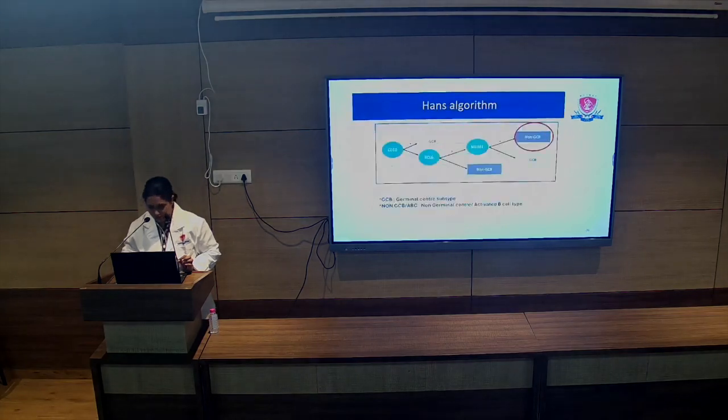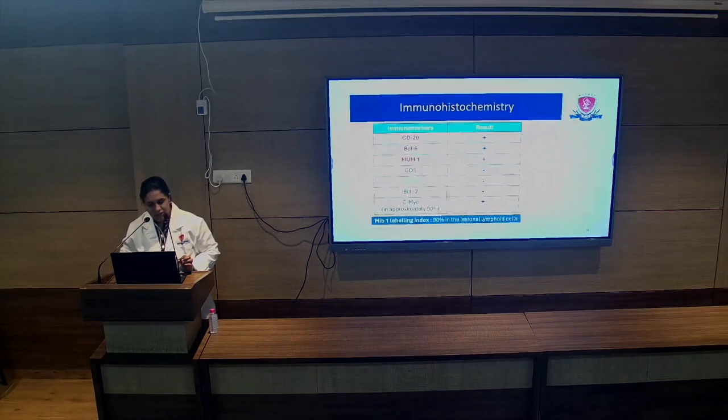The cells were positive for c-MYC. 90% positivity was seen, and it was a very highly proliferative lesion because the Ki67 index was almost in the range of 90 to 95%.